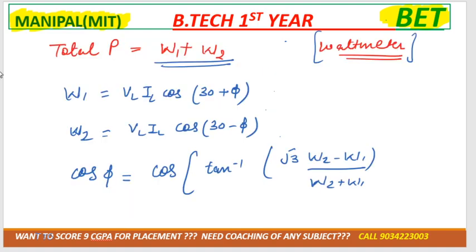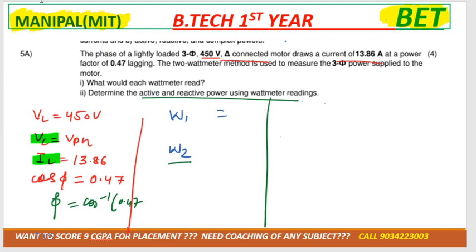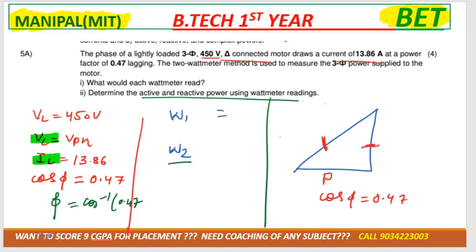Okay, so you can get active power, this is total P, W1 plus W2, right? After this they have mentioned now you have to use wattmeter reading. So this is P, cos phi is given 0.47, can we get S? And can we get Q from this power triangle? Yes or no?